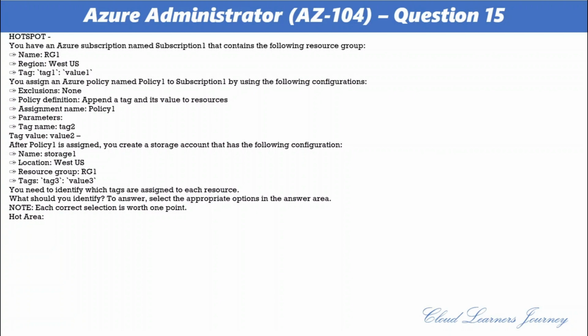After Policy1 is assigned, you create a storage account that has the following configuration. Name, storage1, location, West US, resource group, RG1, tags, tag3, value3. You need to identify which tags are assigned to each resource. What should you identify? To answer, select the appropriate options in the answer area.